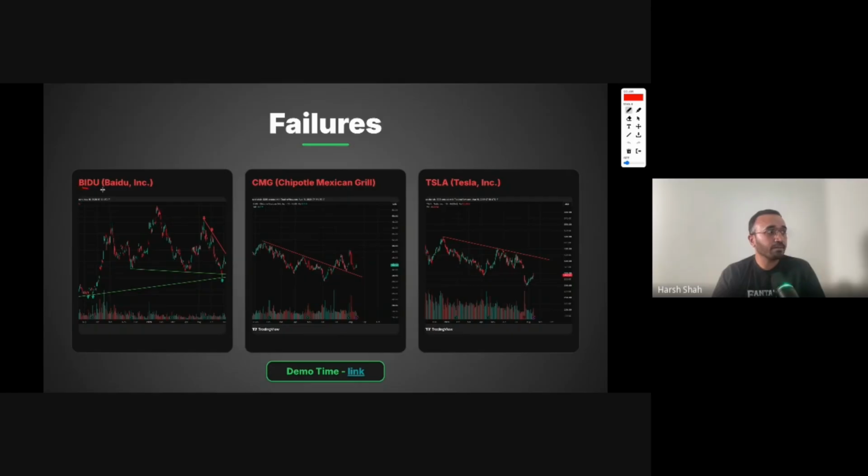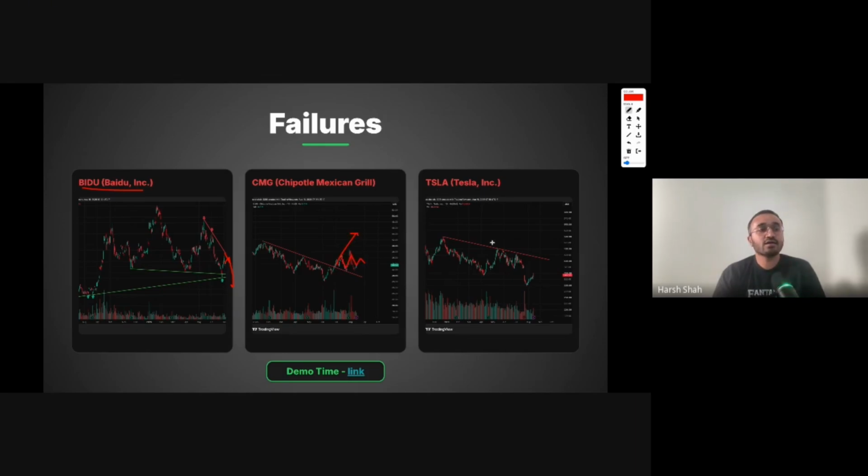For example, BIDU was something that broke out. I think the chart is not updated here, but it eventually broke out of this zone and now it retraced and went back down. So this is going to happen. And when it happens, you want to make sure that if you're taking 10 trades, you find more winners than losers, and that is the game of trading. Same with Chipotle, it broke out, but it didn't continue higher. It kept chopping on the side.